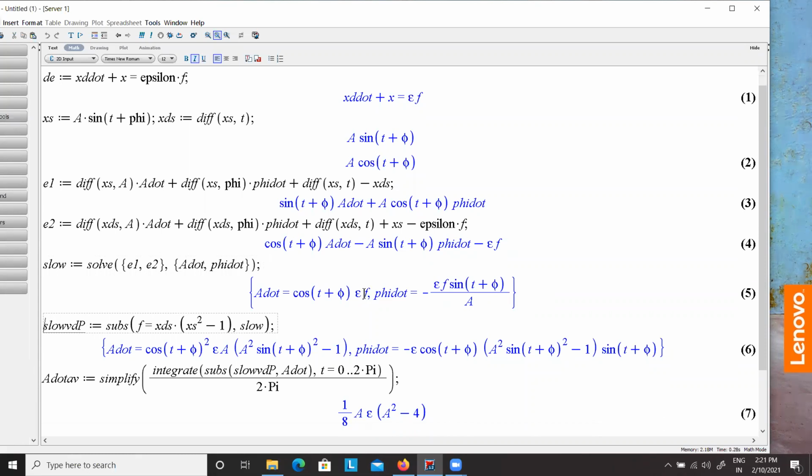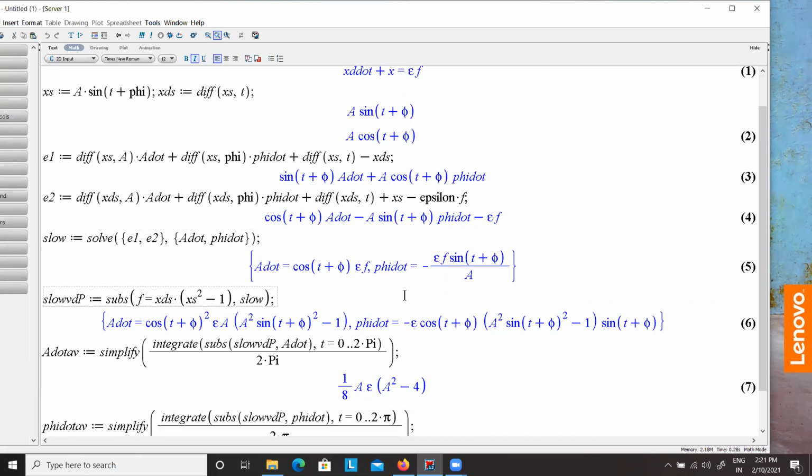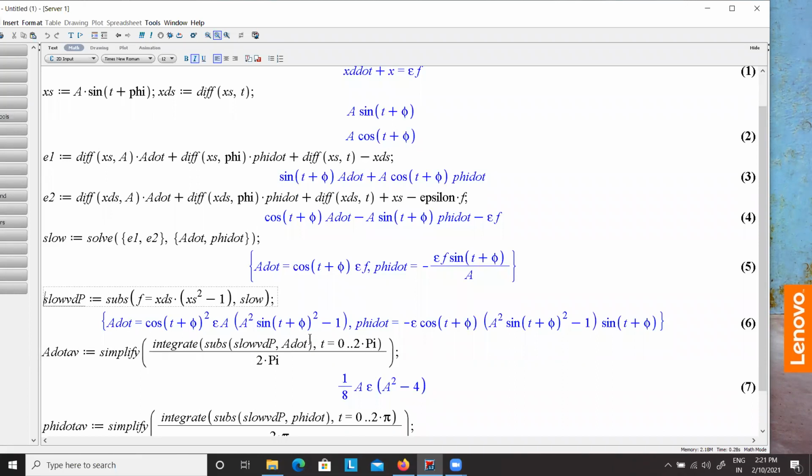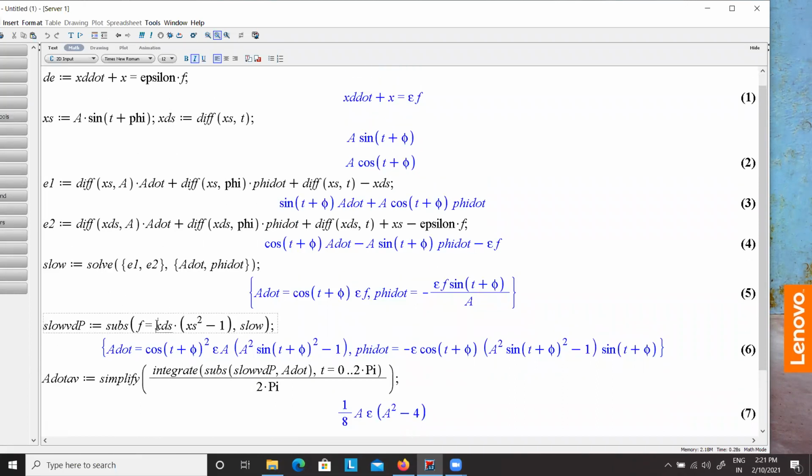Once it is in Lagrange standard form, I can do averaging, and I am doing this averaging for the special case. I think I have made a mistake here. This f is minus. Okay, why? Because I have moved it to the other side. Minus x dot times (x squared minus 1). That's the van der Pol oscillator. When I substitute this f into here, basically I'm substituting here and here. Okay, so I've got that now.